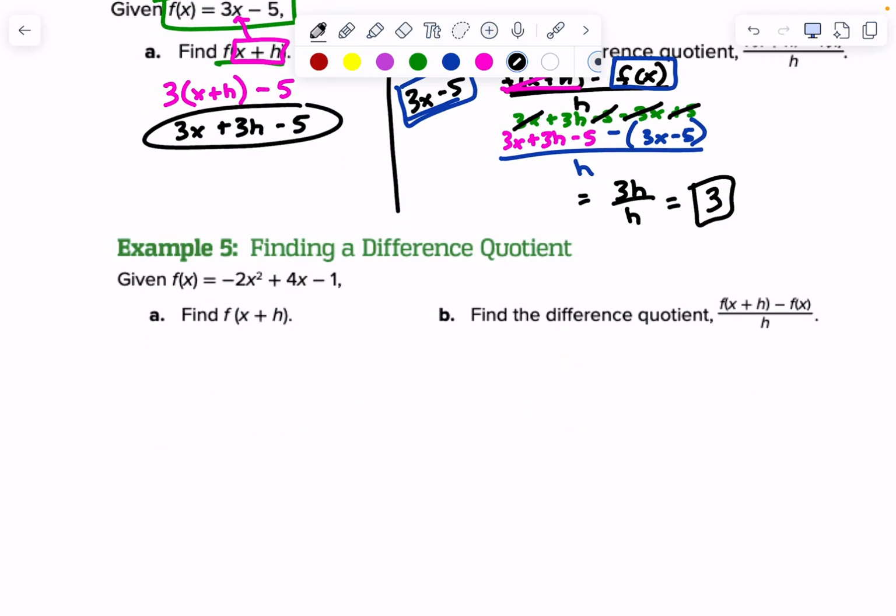Now, okay, are you ready for example 5? Power rule. Okay, here we go.